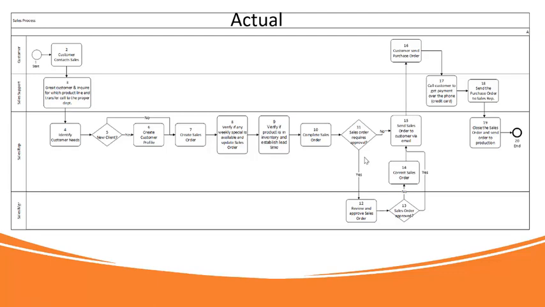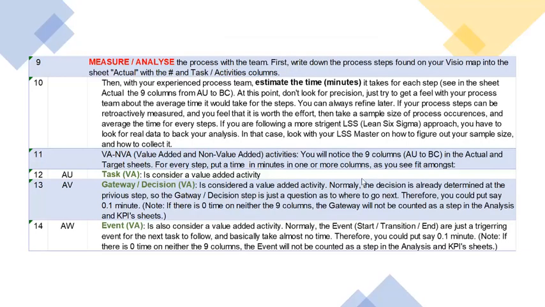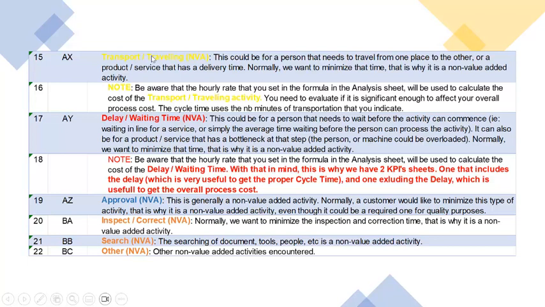Now this is the fictitious example. When you look at it with your team and you measure and you analyze the process, actually this is what we're going to do together. We're going to analyze the process, look at the task, the value-added tasks, the gateway, the event, the value-added, and then see if there's any transport or traveling, which is non-value-added. And then we're going to look if there's some delay or waiting time at the activity steps.